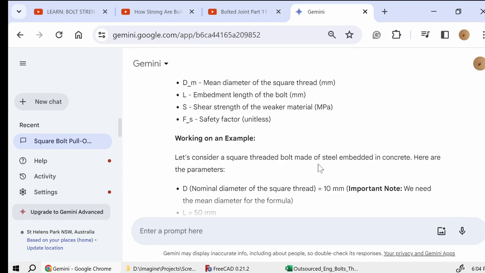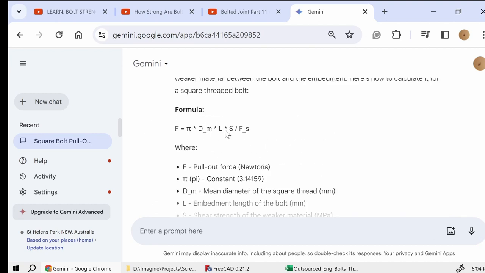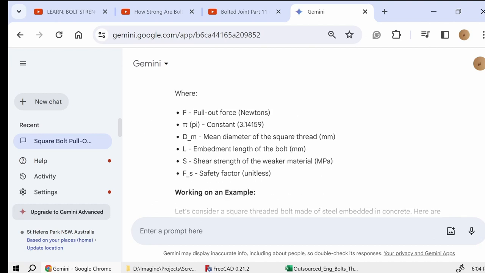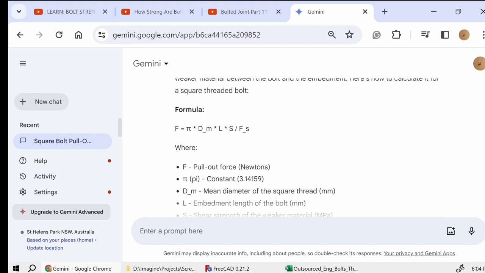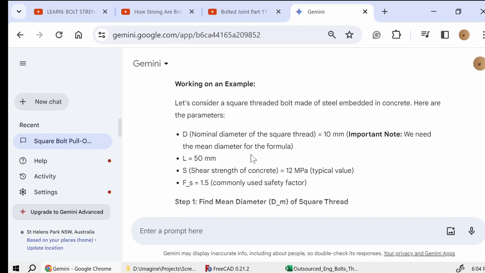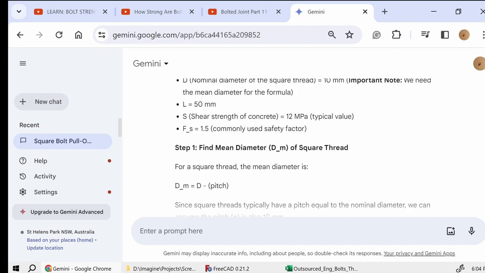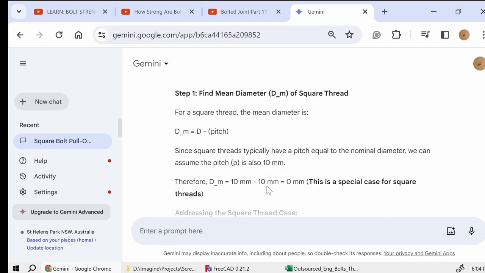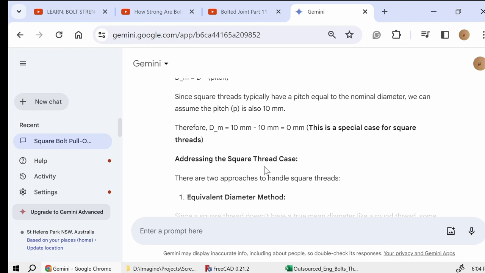Formula: F equals pi * D_M * L * S / F_S, where F is pullout force, newtons; pi, constant, 3.14159; D_M, mean diameter of the square thread; L, embedment length of the bolt; S, shear strength of the weaker material, MPa; F_S, safety factor, unitless.